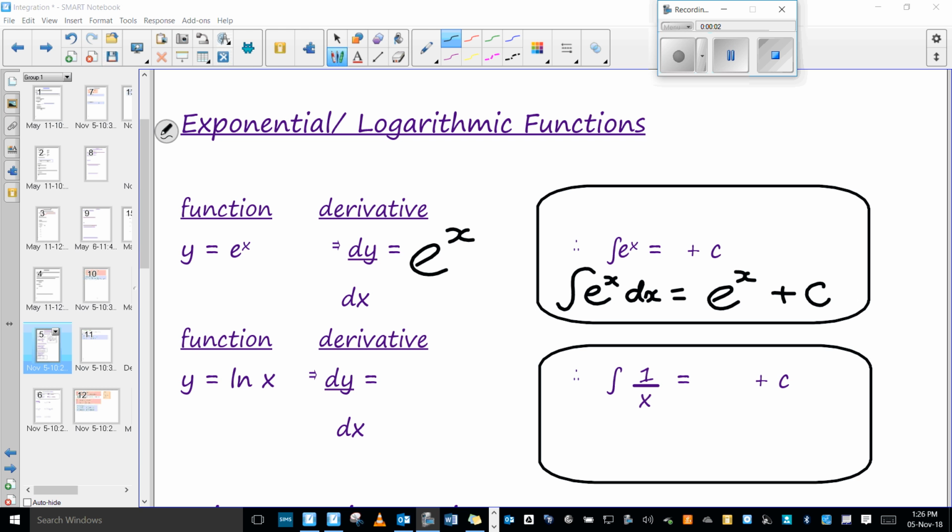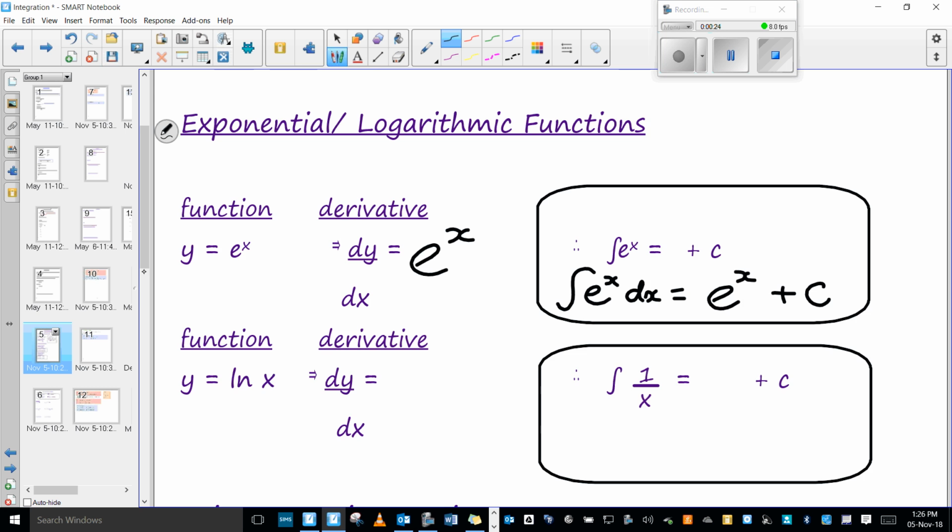Gone through and found that the derivative of e to the x is e to the x. Therefore, the integral of e to the x would be e to the x plus c. Remembering that derivatives and integrals are opposites of each other. So the reverse process.